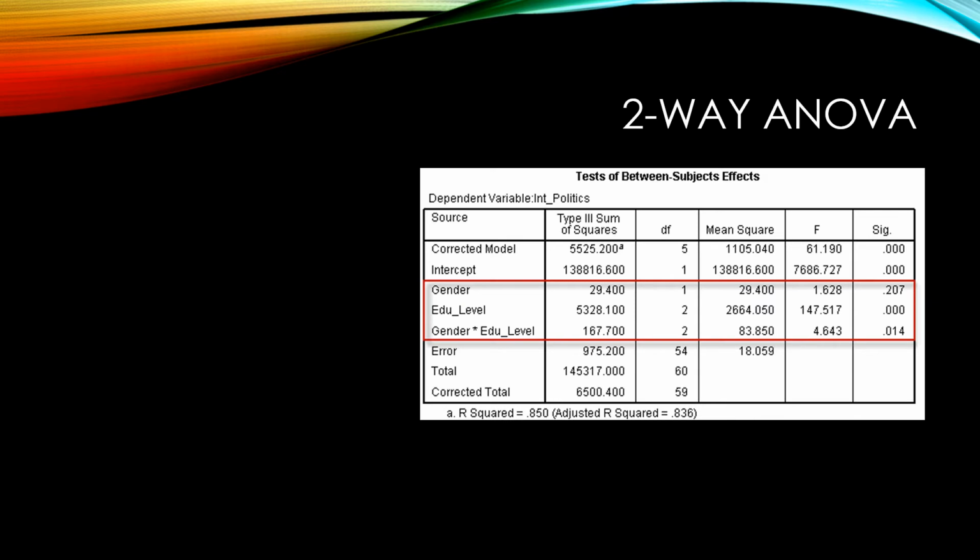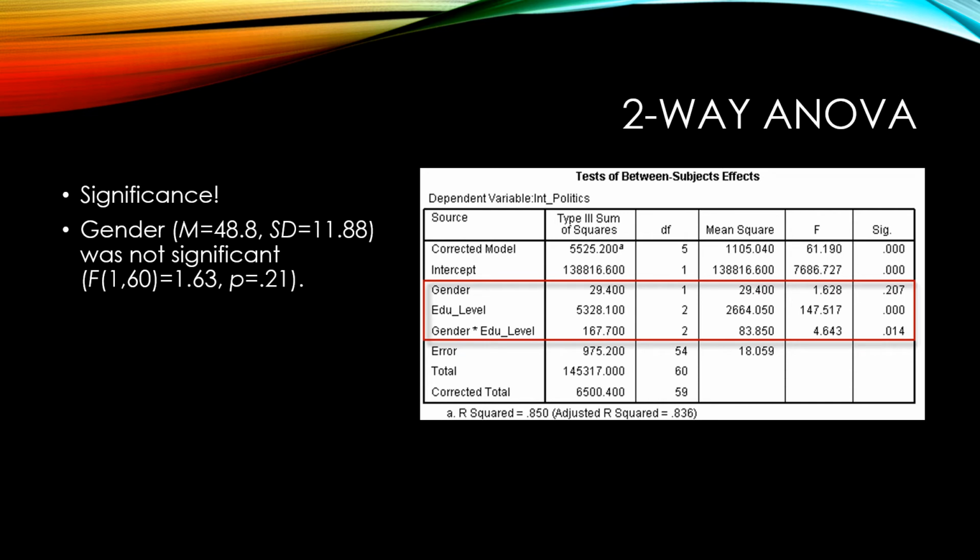The ANOVA output table is what you're probably looking for because it shows significance and it gives you all the values that you need to report in your results section. So in this example, gender is not significant, but in this paper you're going to report all of the independent variables and the interaction, whether they're significant or not.